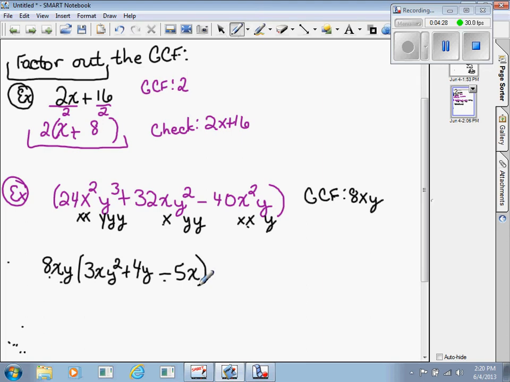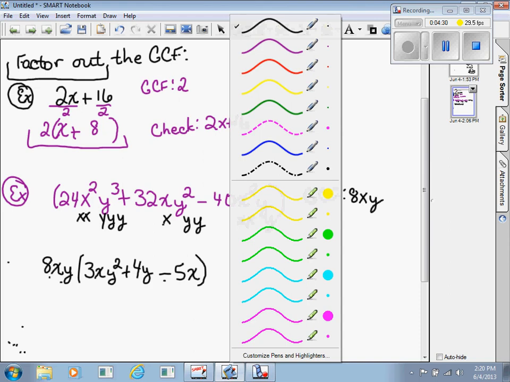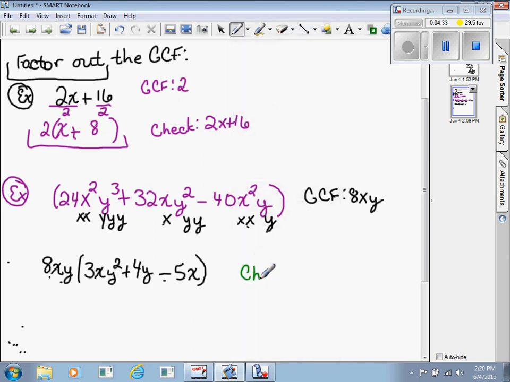Again, if you wanted to check the answer, you could do so by distributing. 8xy times 3xy squared. 8 times 3 is 24. X times x is x squared. Y times y squared is y to the third. So far, so good. The second piece, 8xy times 4y. 8 times 4 is 32. X, y times y is y squared. Almost there.